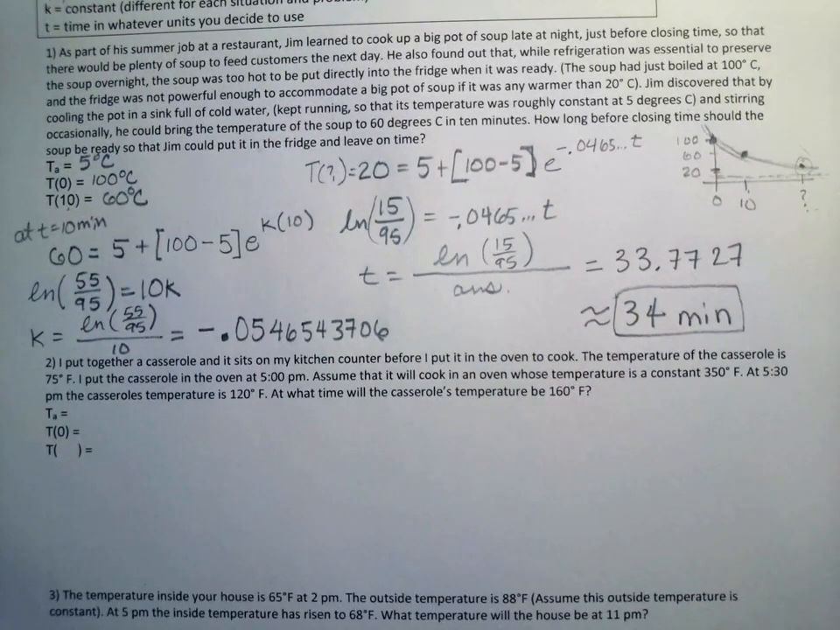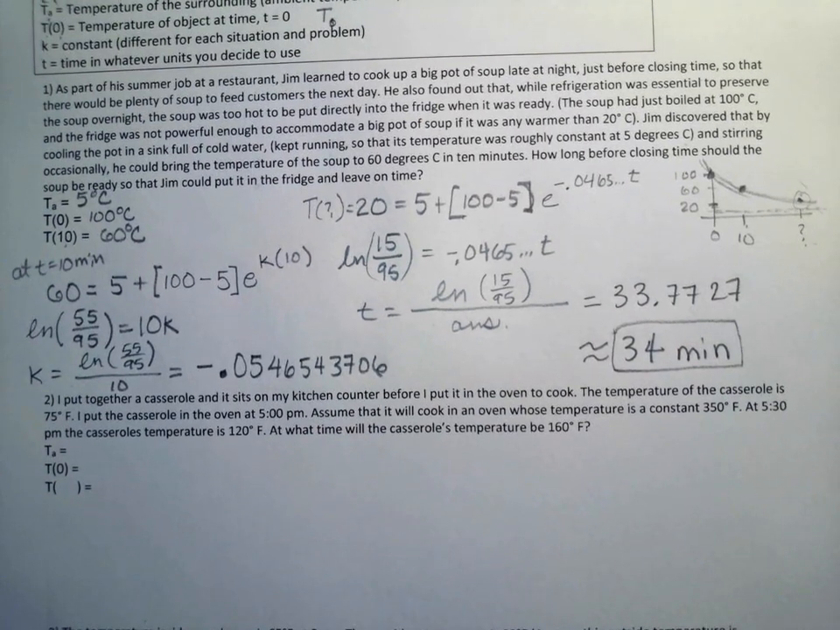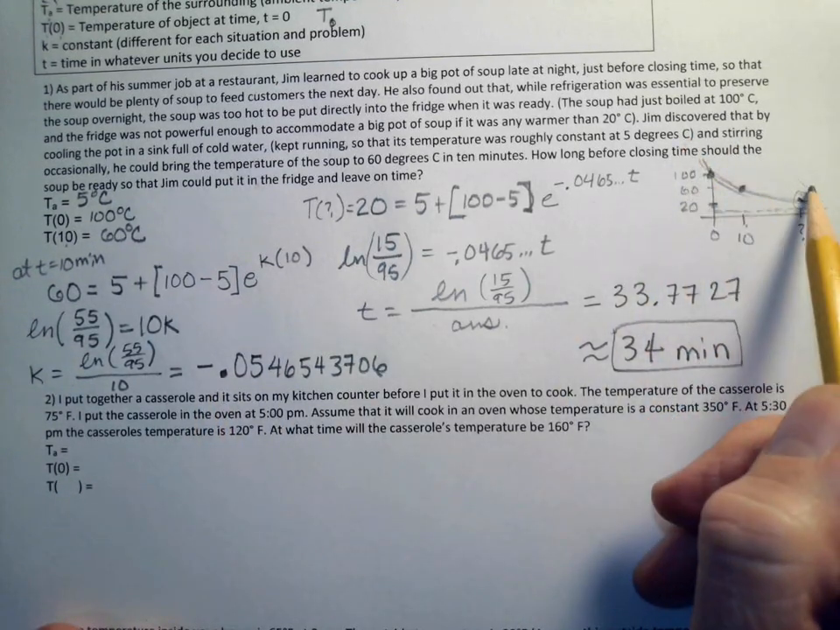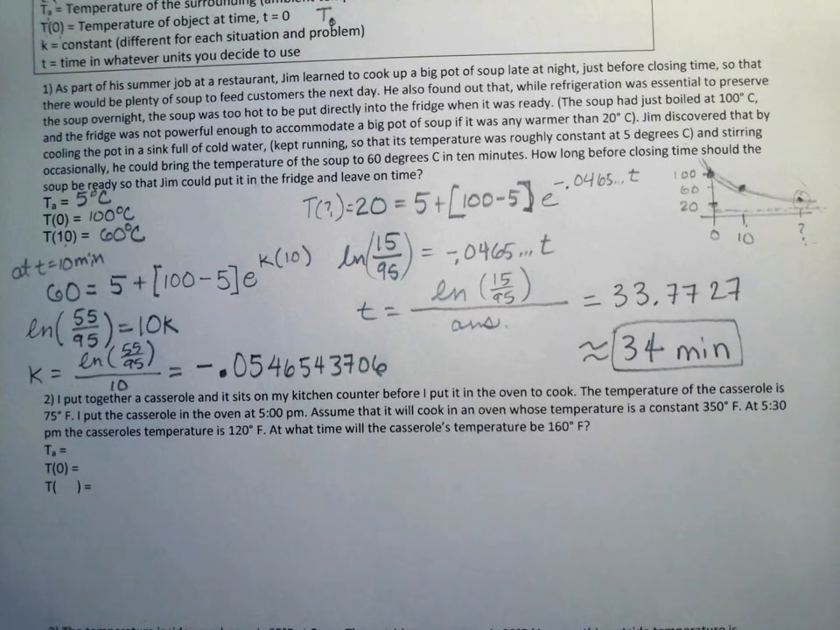All right, let's look at another one. Now, notice that our k here was negative. And it kind of makes sense. We're decreasing, so it should, just like we saw in growth and decay, for decay, it was negative. For growth, it was positive.